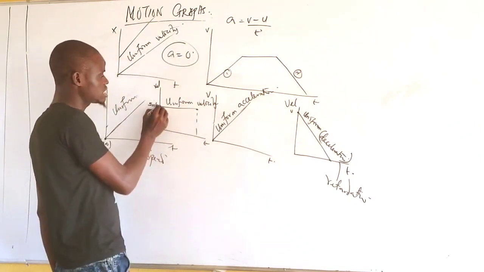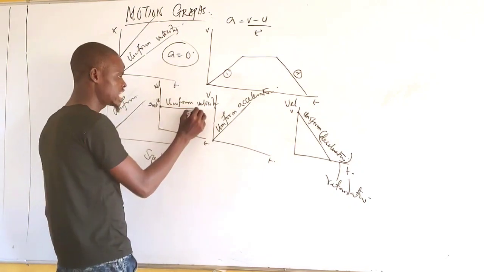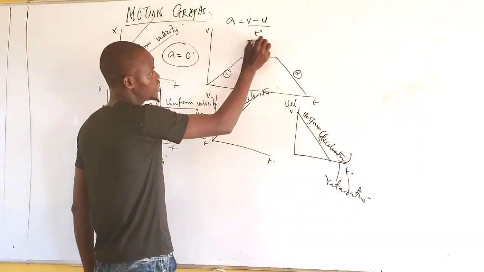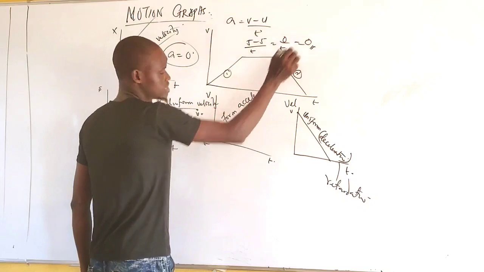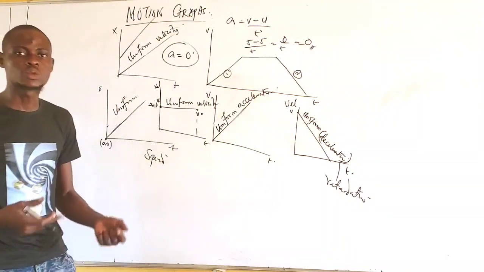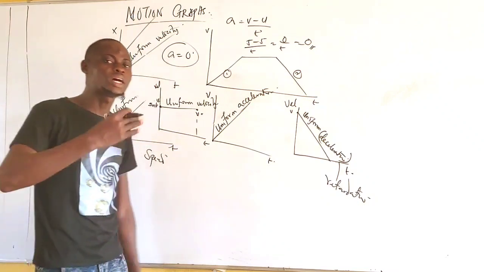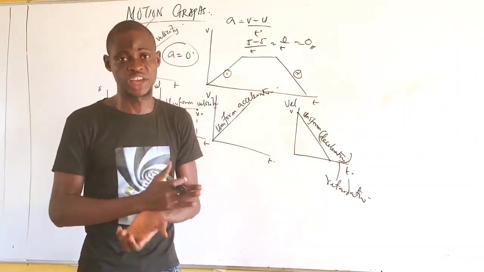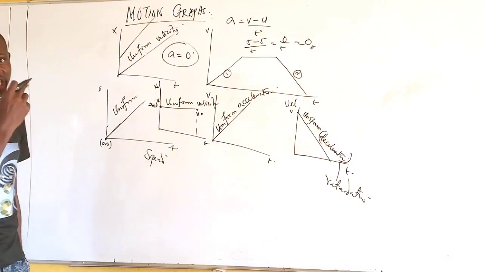Now, what this indicates is that initial velocity u is 5. Final velocity v is also 5. If I subtract, I have 5 minus 5 over time, which is 0 over time, which is equal to 0. So, a body that is moving with a uniform velocity has 0 acceleration. But a body can be moving with a uniform acceleration, and that body will have a velocity. Now, I think I've been able to break this down for you.